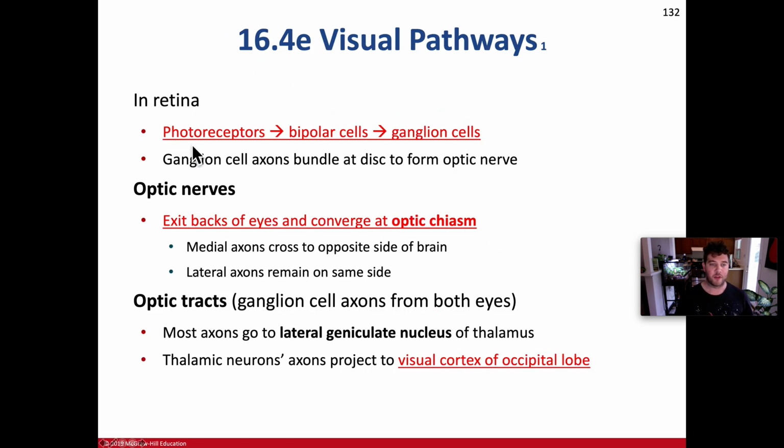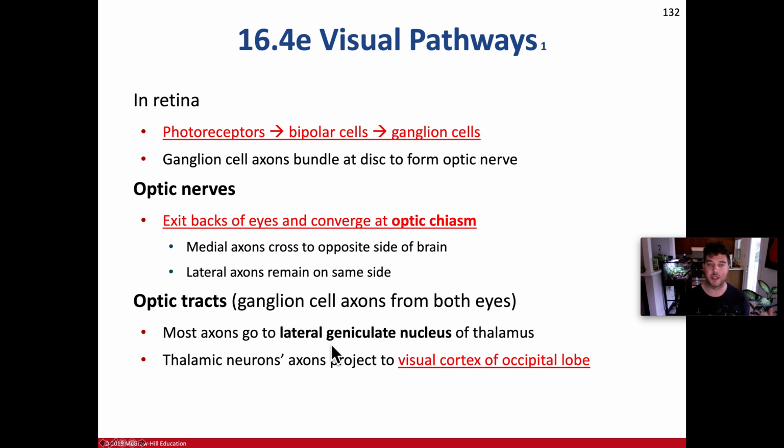So the pathway for that, you have your photoreceptors, your bipolar cells, and your ganglionic cells. The ganglionic cells' axons bundle at the disc to form the optic nerve. Okay, so you have at the back of your eye, all of the photoreceptor cells, their axons starting to gather to form your optic nerve that leads back into your brain. The optic nerve exits the back of the eye and converges at the optic chiasm. The medial axons cross to the opposite sides of the brain, whereas the lateral axons remain on the same side. So for part of your optic pathway, the nerves coming from your left eye will be transmitted to the right side of the brain, whereas the right will be transmitted to the left, and then you have some that stay on the same sides. Your optic tracts are the ganglion cell axons from both eyes.